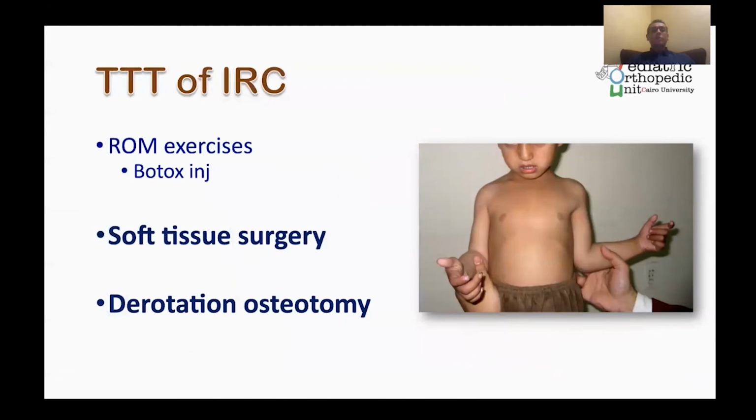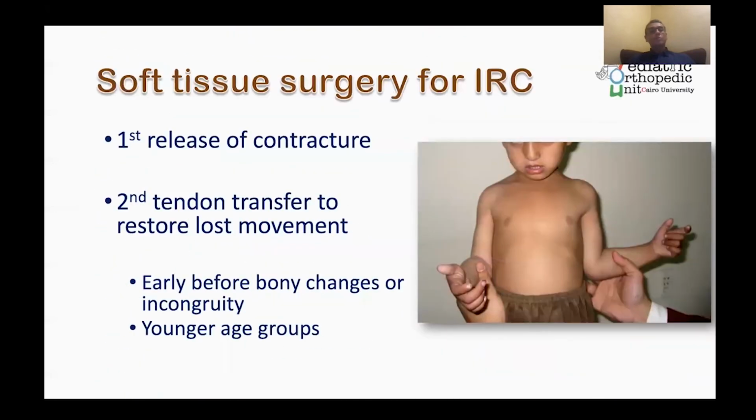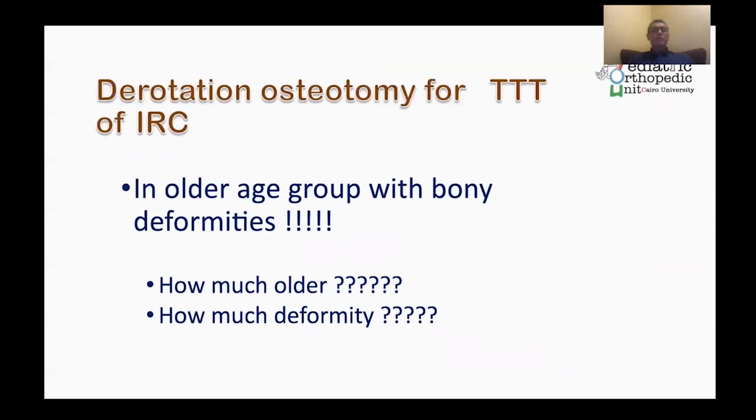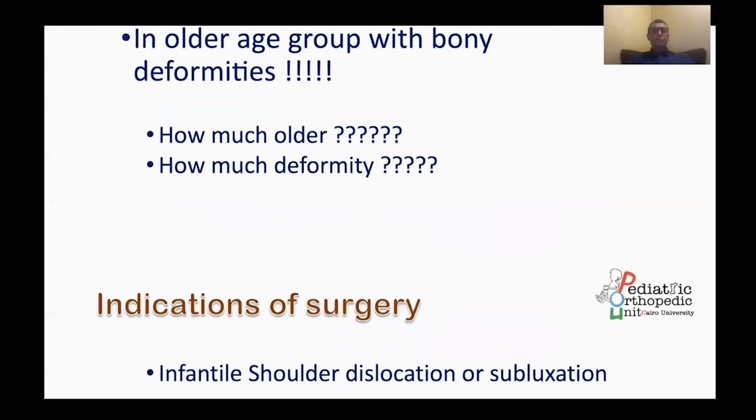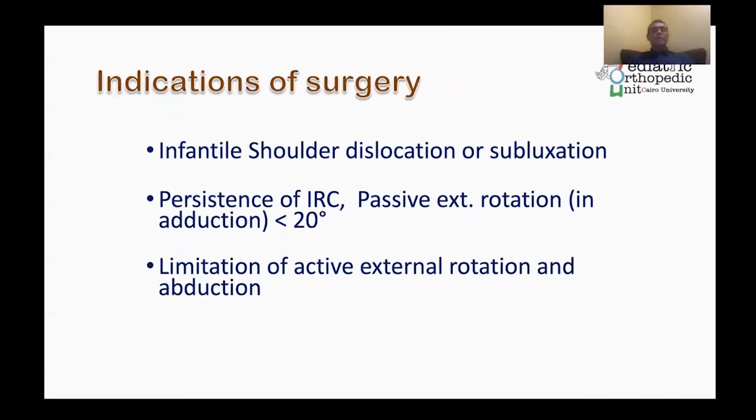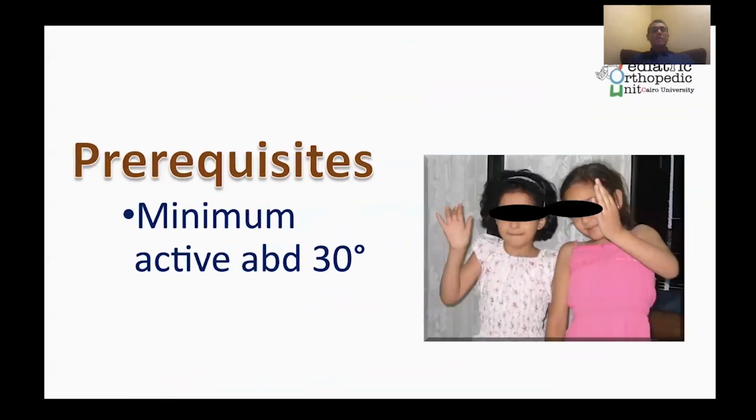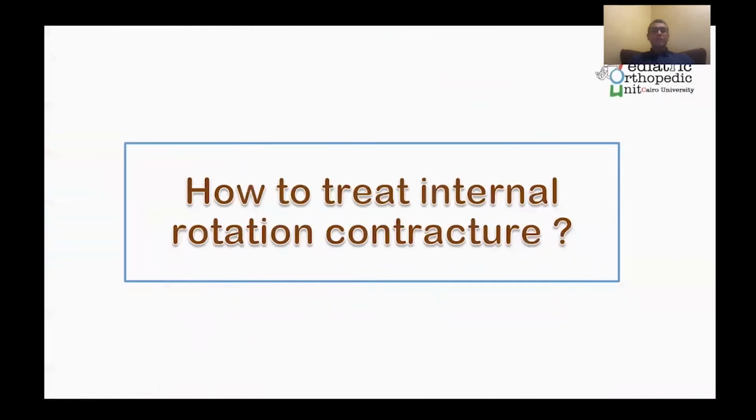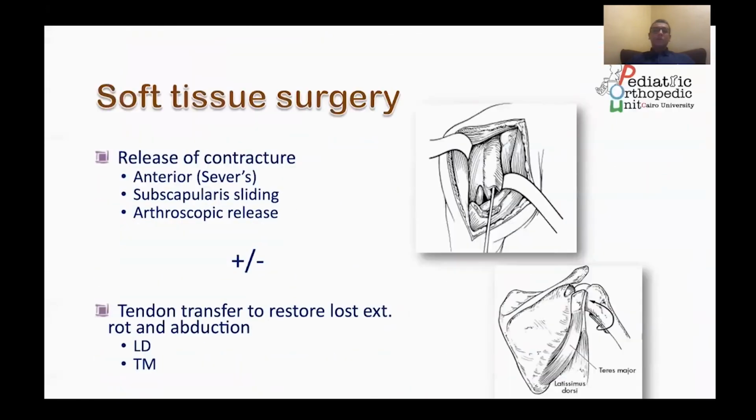The treatment of internal rotation contracture is by passive exercise, soft tissue surgery, or derotation osteotomy. And the soft tissue contracture is treated by release of the subscapularis, plus or minus tendon transfers if there is weak abduction and weak active external rotation. The prerequisite to do tendon transfer or release is the presence of minimum abduction of more than 30 degrees. How to treat internal rotation contracture?